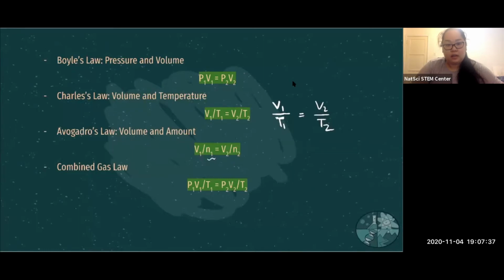And you have your combined gas law, which is P1 times V1 over T1. So we're on combined gas law. Again, you're combining Boyle's law with Charles' law, where P1 times V1 over T1 equals P2 times V2 over T2.